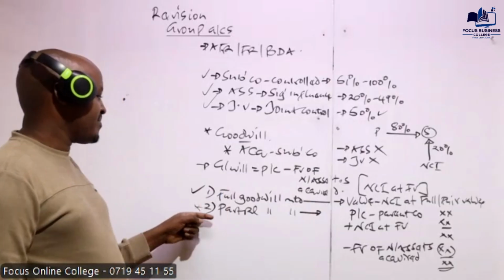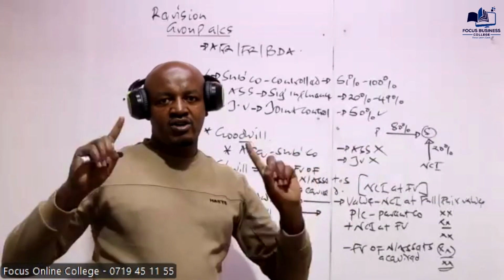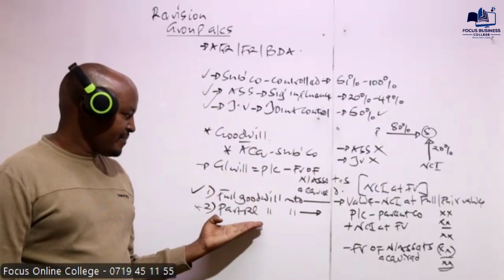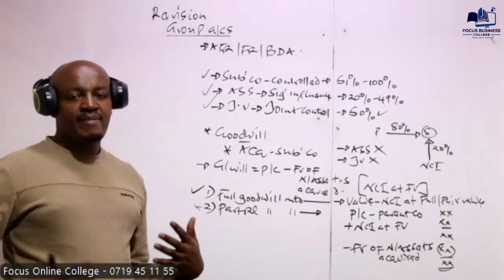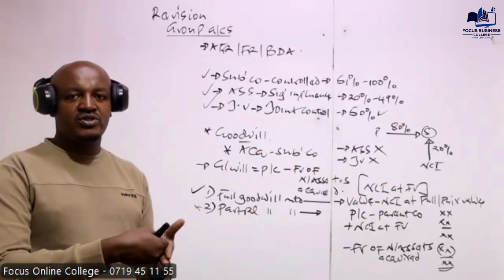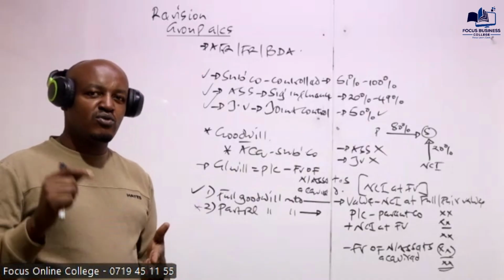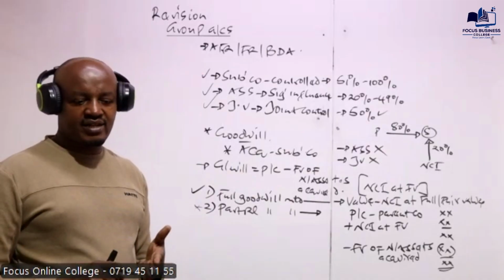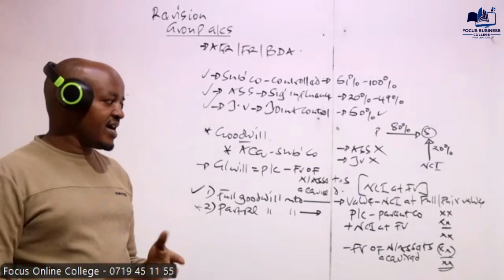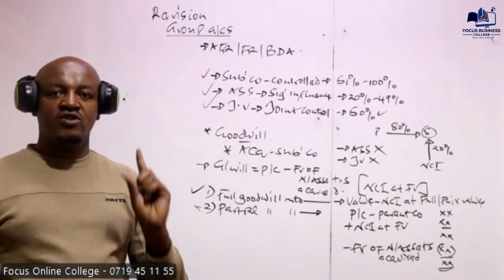Under the other method, the partial goodwill method, we only compute the goodwill of the parent company. Also, the examiner will not tell you to use the partial goodwill method. You'll come across information in the additional information that it is a policy of the group to value or measure NCI at their proportionate share of the net assets. So it is a policy of the group to measure NCI at their proportionate share of the fair value of the net assets.